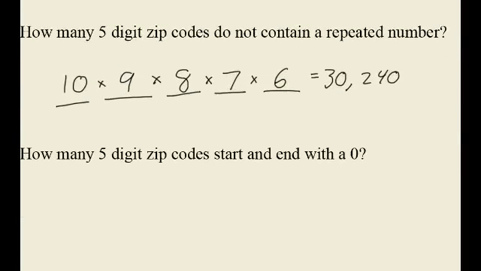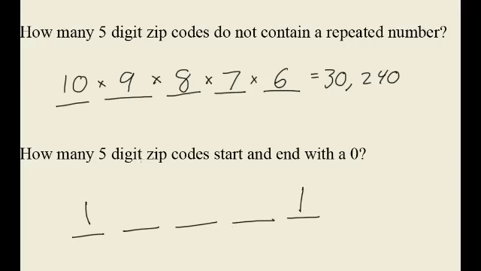All right, how many 5-digit zip codes start and end with a 0? Again, we're looking at 5 blanks, and we want to know how many different zip codes start and end with a 0. If the first digit has to be a 0, that means there's only one choice. For the last number, we also want a 0, which means we only have one choice there as well.